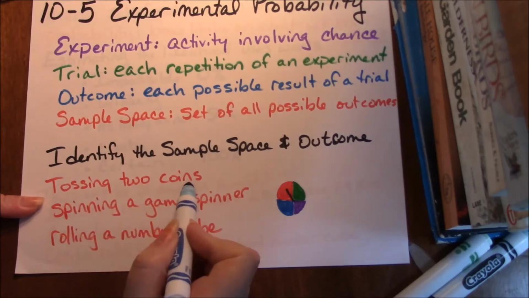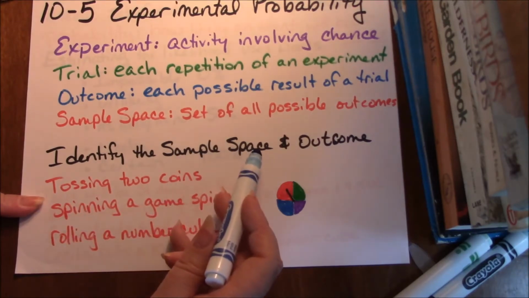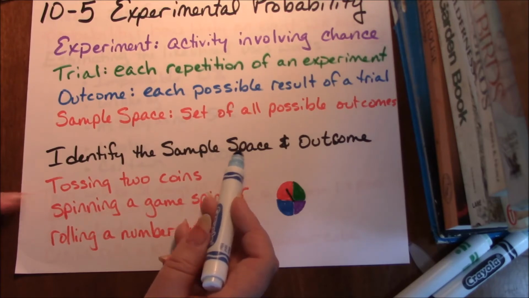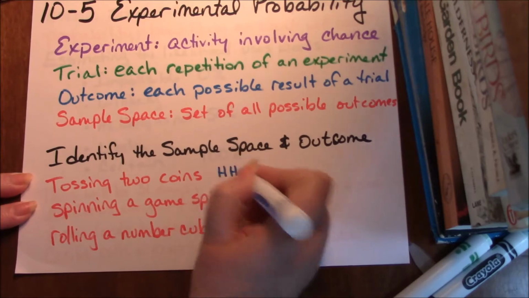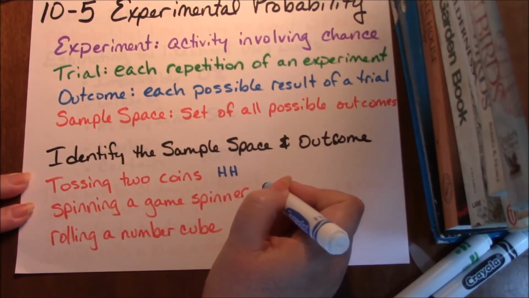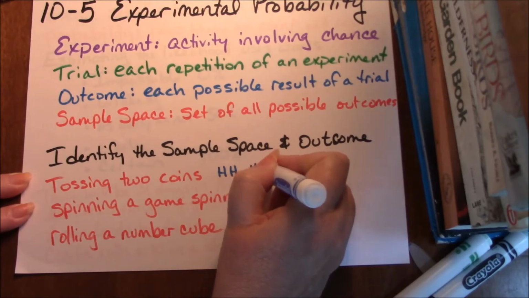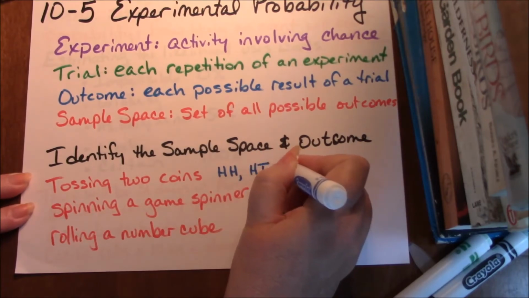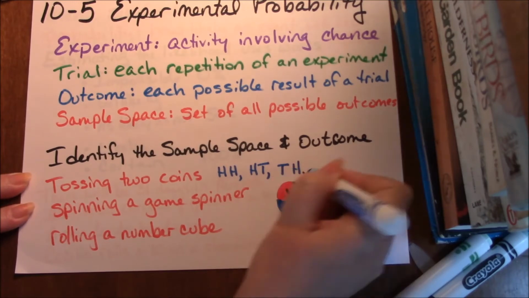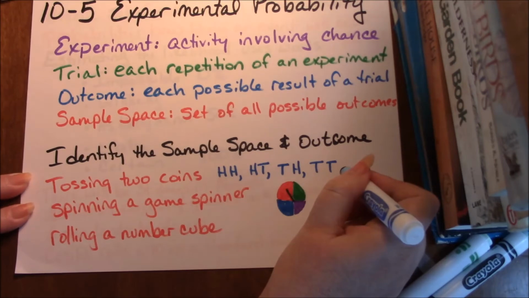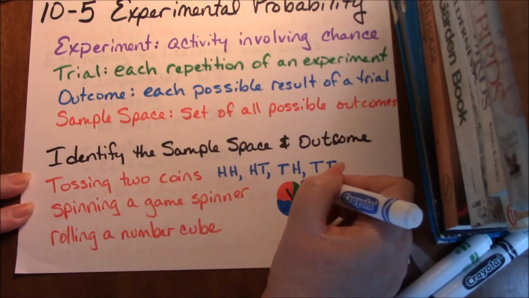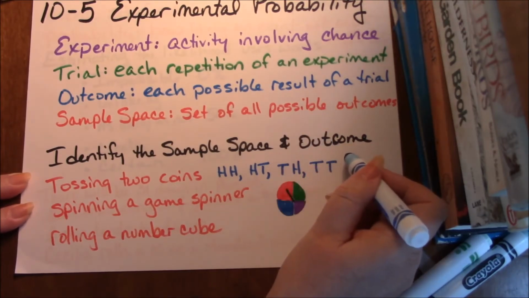If I toss two coins, what's our sample space, the set of all possible outcomes? Well, if I toss them and the first one is heads and the second one is heads, that's one of the outcomes. The first one could be heads and the second one could be tails. The first one could be tails and the second one heads. The first one could be tails and the second one could be tails. And that's all that there is possible. So that's our sample space. If we actually flipped two coins, then we would figure out what our outcome would be.